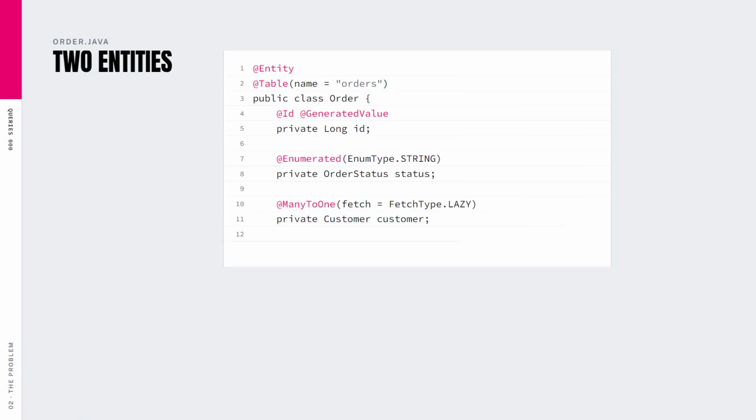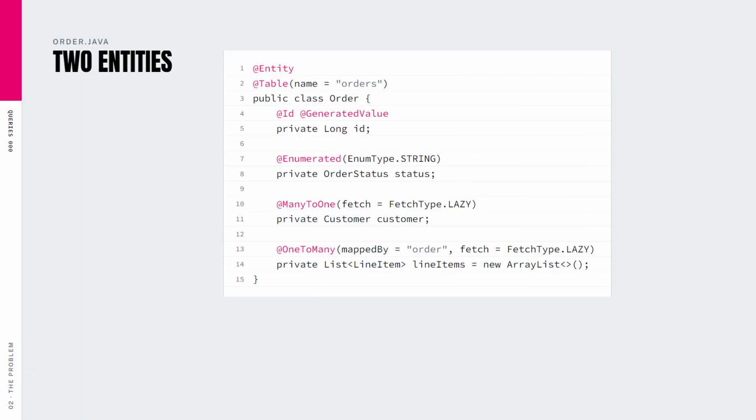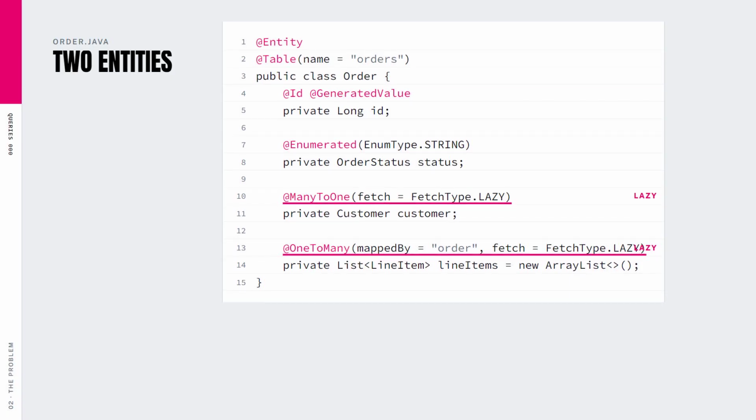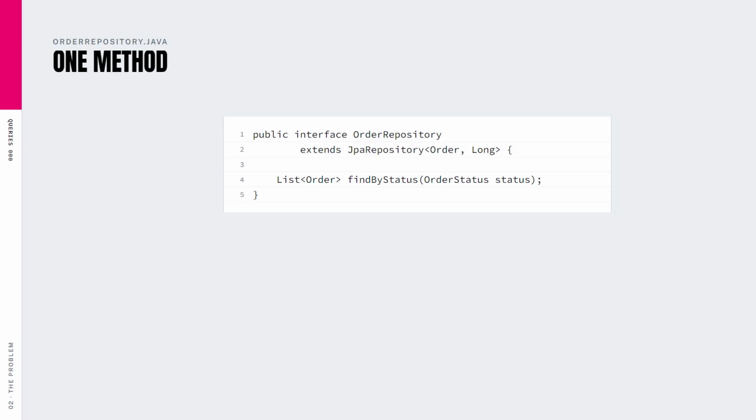Okay, let us put that hardware store into Java. 2 entities. Order has an ID, a status, and 2 associations. A customer, a many-to-one, marked lazy, and a list of line items, a one-to-many, also lazy. And customer, which is boring on purpose. Now the repository. One method. Find by status. Spring Data writes the SQL. Select everything from orders where status equals paid. One query. Nothing wrong here.